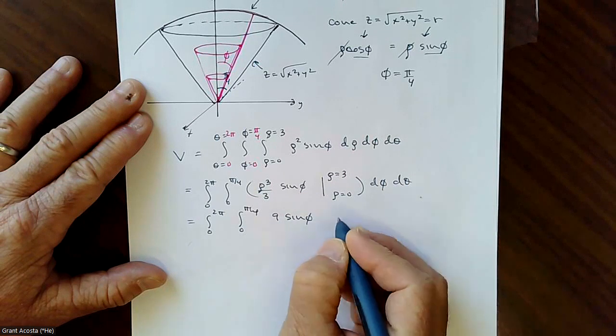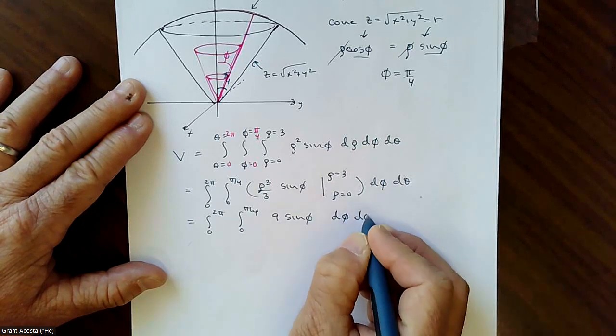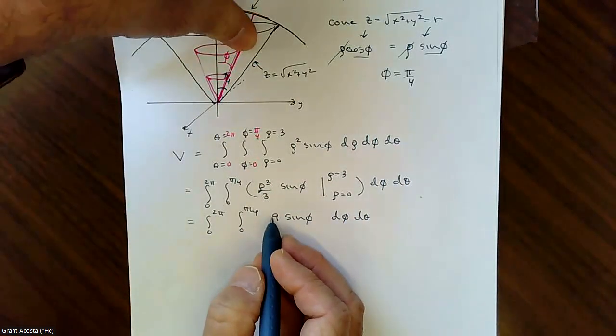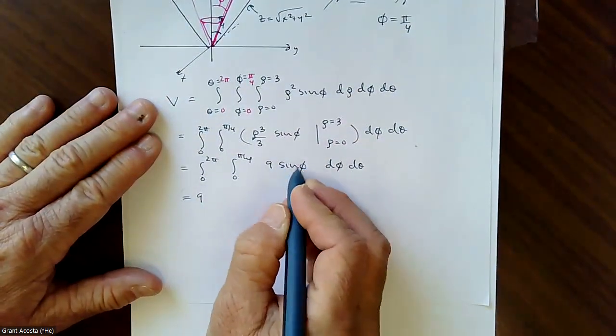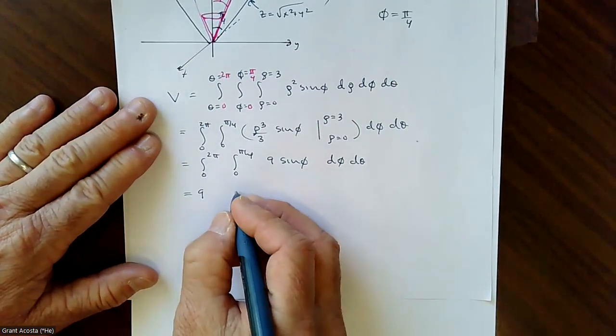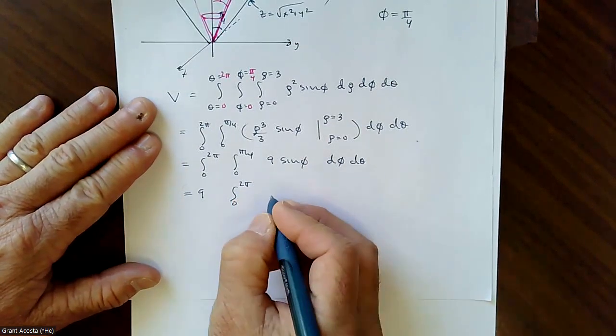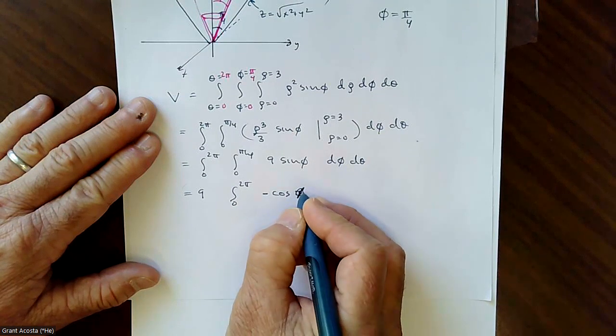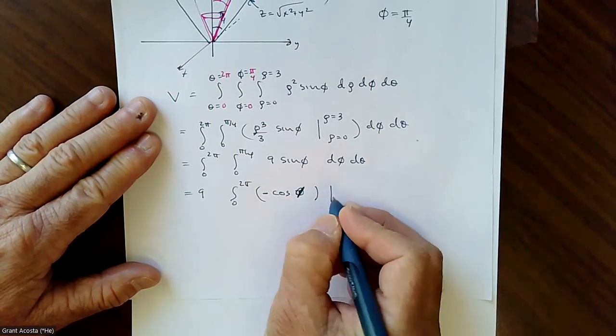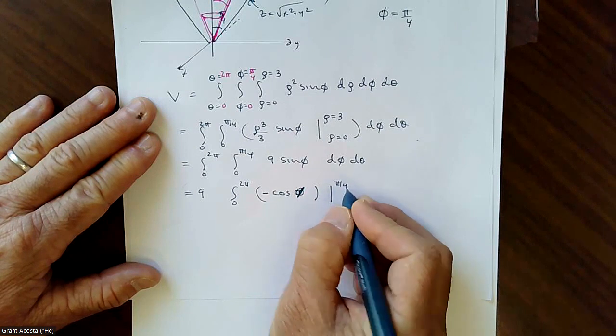Sine phi. The 9 is a constant. If you want, you can bring it all the way out of the integral, which I think I'll do. Antiderivative of sine of phi is negative cosine of phi, evaluated from pi over 4 to 0.